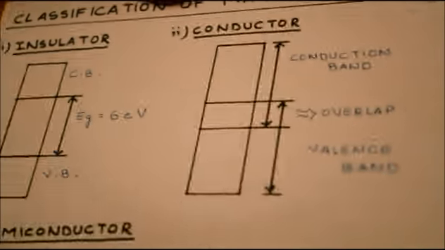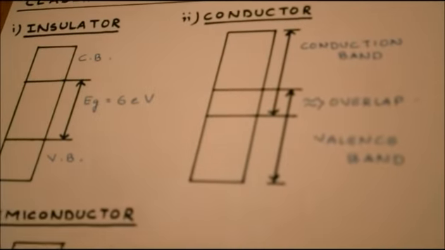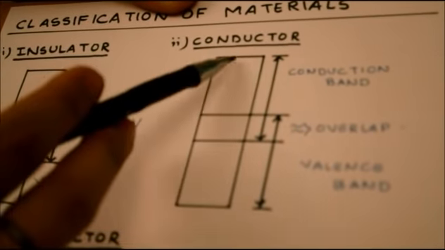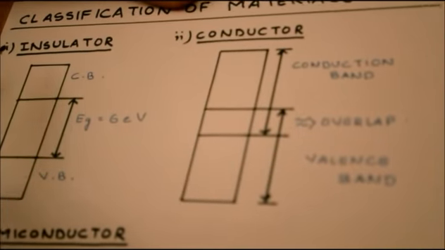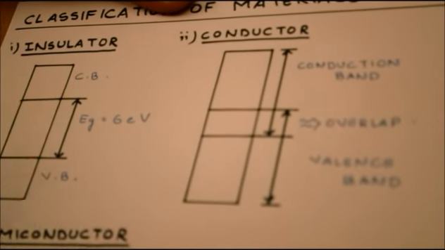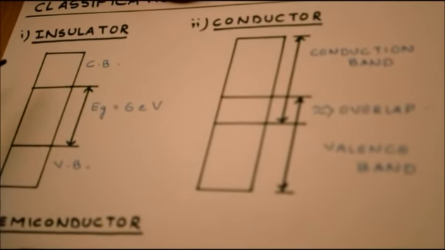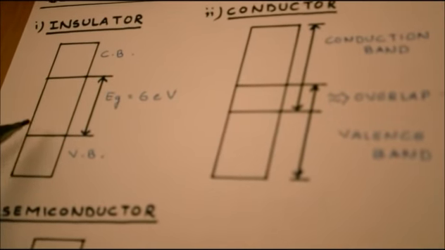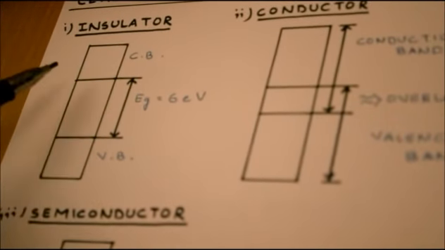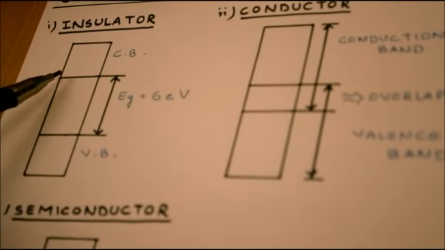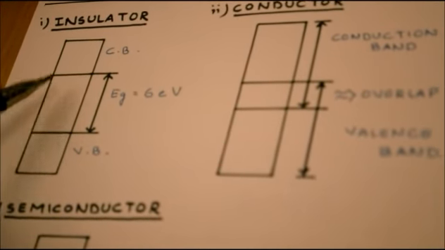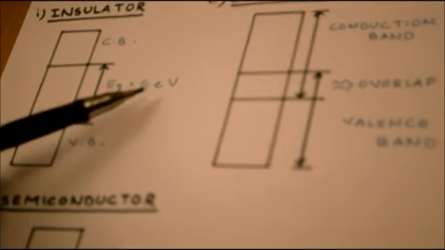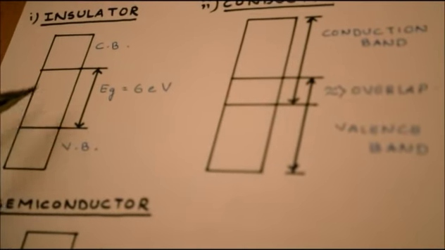Now we will go on to classify different materials based on the energy band theory. Here is the classification of materials. First we have insulator, then conductor, then semiconductor. First we will cover insulators. As we saw earlier in the energy band theory, here is the conduction band, here is the valence band, and this is the distance. In an insulator, the energy gap Eg is 6 electron volts. This is quite a lot.